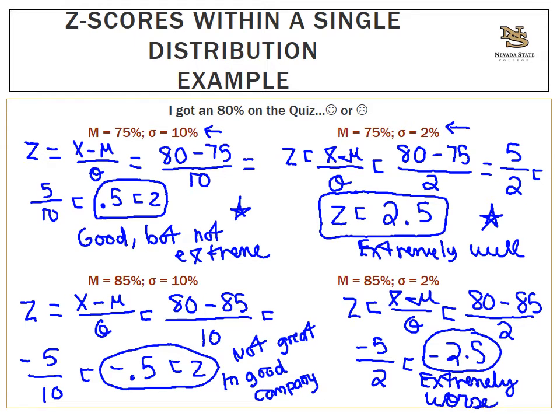Granted, you should still be proud of your 80%, but not if the instructor's grading on a curve, right? The instructor could be like, well, lots of people did well, so you didn't do as well as everybody else. You get a crappy grade. Here's your crappy negative 2.5.